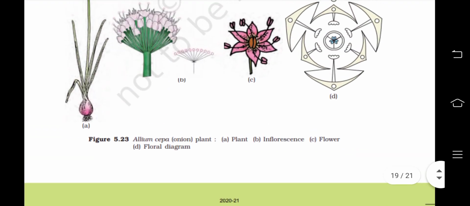There are some other examples as well: Allium cepa, the onion plant.